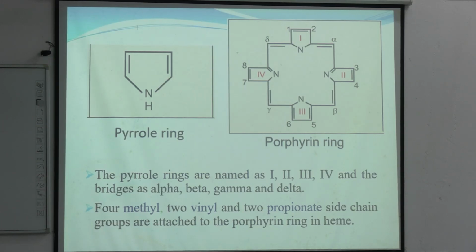In hemoglobin structure, you all have studied this tetrapyrrole ring structure. Right? So, what happens in heme structure? It is MV, MV, MP, PM. Two vinyl groups are there, two propionyl groups are there, and four methyl groups are there.